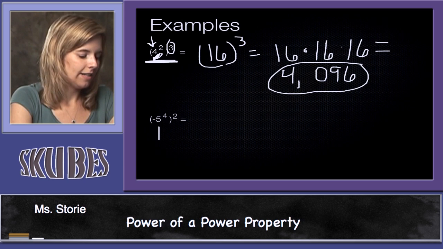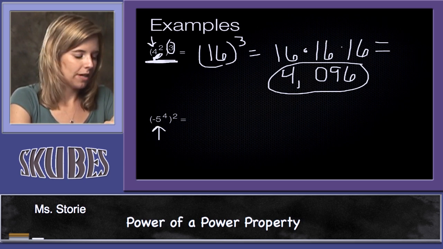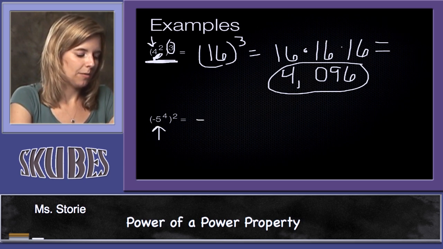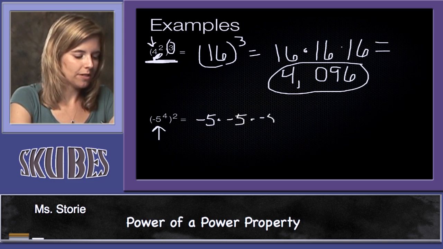So let's try it again. Now you've got a negative 5 raised to the 4th power. So you're talking about negative 5 times negative 5, and you're going to do it 4 times in a row.